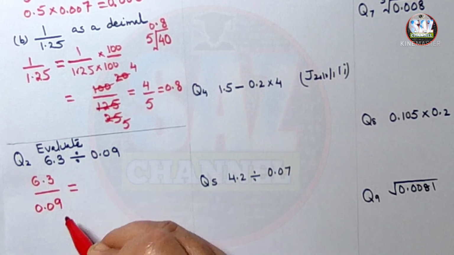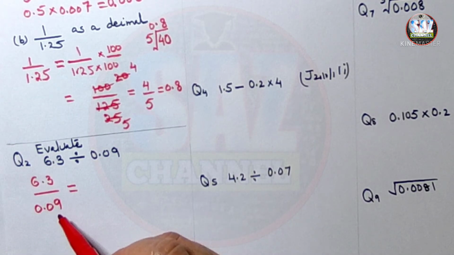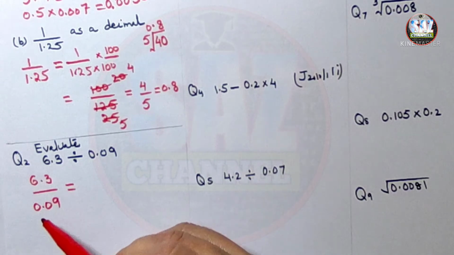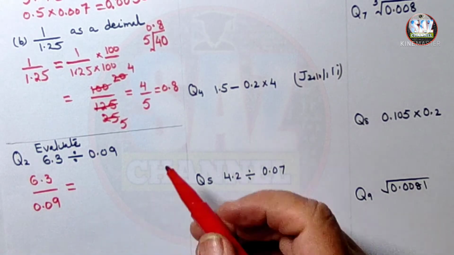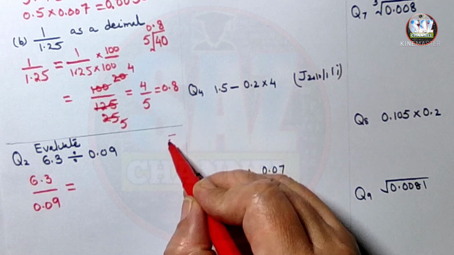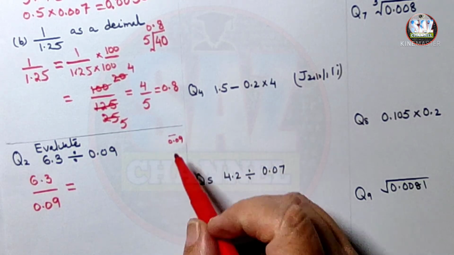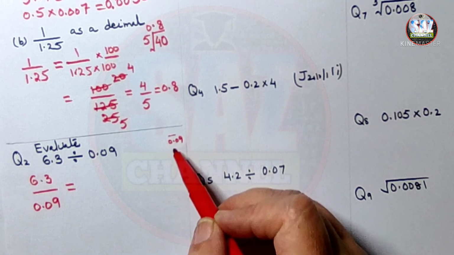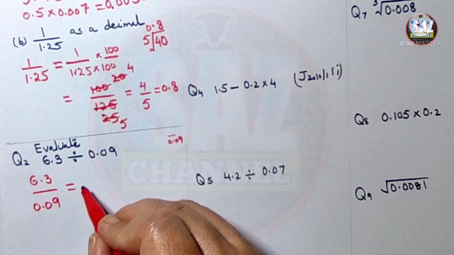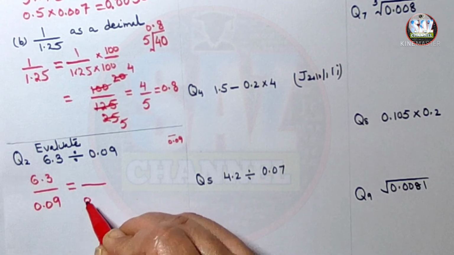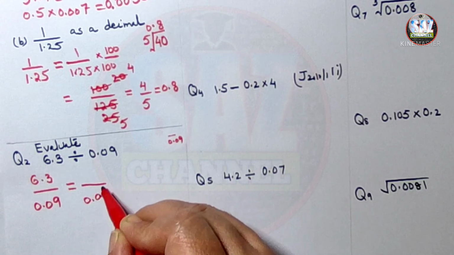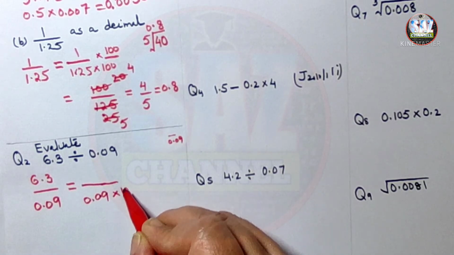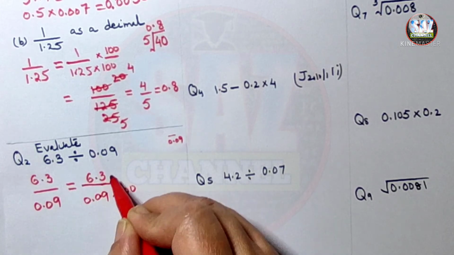Now recall the second step. The second step is that we have to turn our denominator into a number which does not have a decimal in it. Now if we look at the denominator, we have 0.09. The denominator has 2 digits after the decimal. So we have to multiply this denominator by 100 to get rid of this decimal. When we are multiplying our denominator 0.09 by 100, we have to at the same time multiply the numerator by 100.